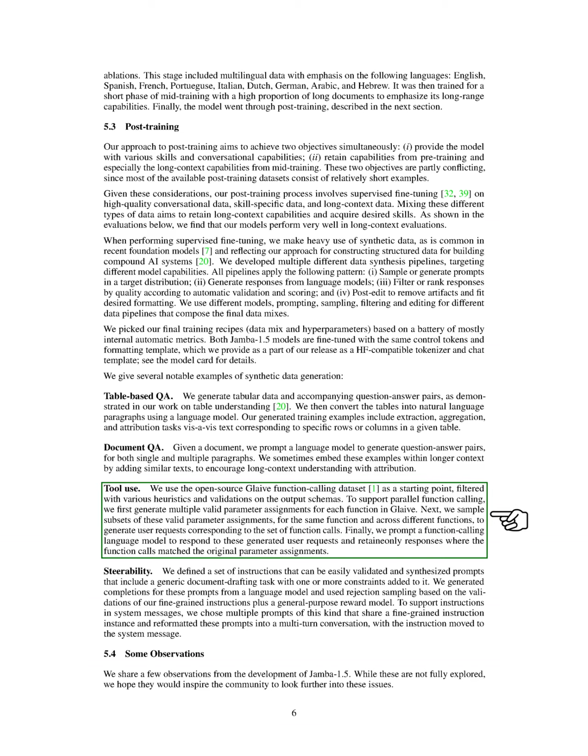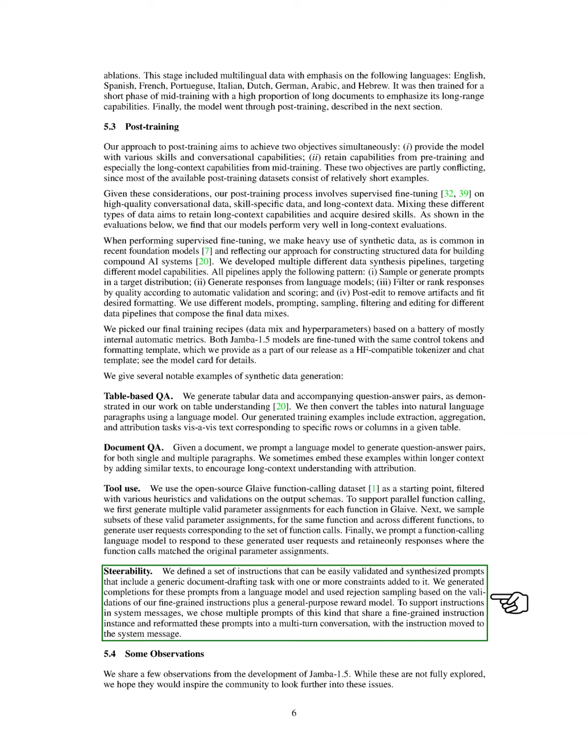For tool use, we start with the open-source glaive function calling dataset, which we filter using various methods to ensure the output is valid. We generate multiple valid parameter assignments for each function in glaive and then sample subsets of these assignments to create user requests for function calls. We prompt a function calling language model to respond to these requests, keeping only those responses that match the original parameter assignments. Regarding steerability, we established a set of clear instructions that can be validated.